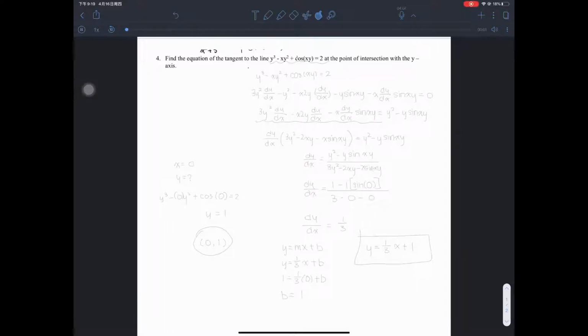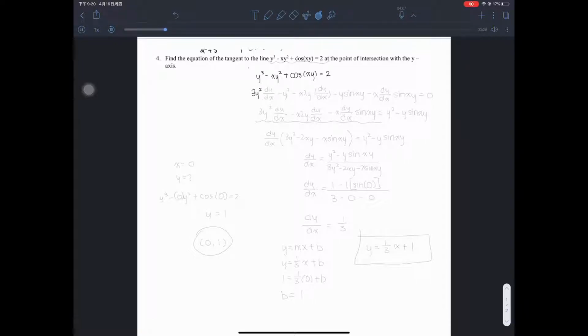In order to find the equation, we need to find the slope. So first, I'm going to differentiate the equation implicitly. y cubed minus xy squared plus cosine xy equals 2. So now we're going to differentiate.